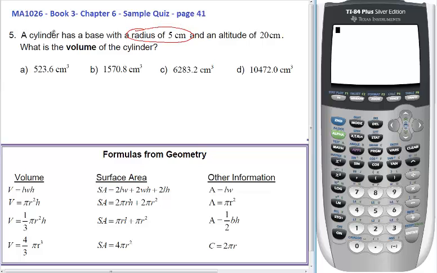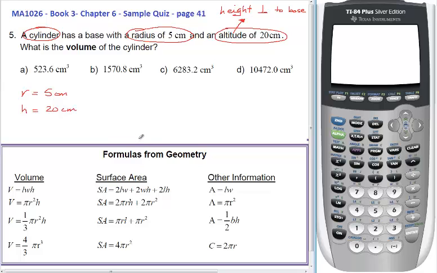So we have a cylinder with a radius of 5 centimeters and an altitude. Now an altitude is another way to say perpendicular height. Okay, so the height is perpendicular to the base, and that's what we need. So that's important. Altitude is perpendicular height. So therefore we know the radius, 5 centimeters. We know the altitude, and the altitude is the perpendicular height. We call that h, and that's 20 centimeters.